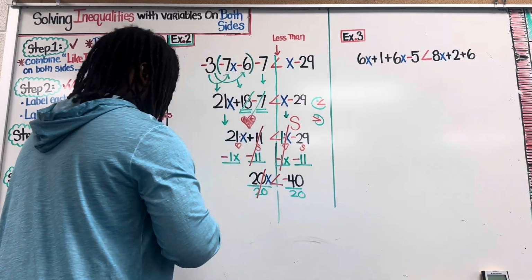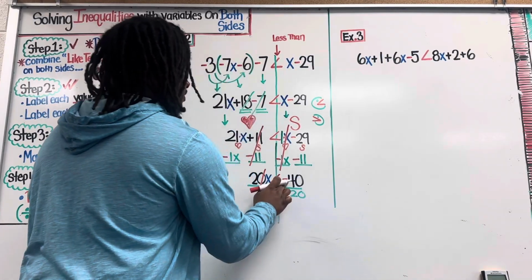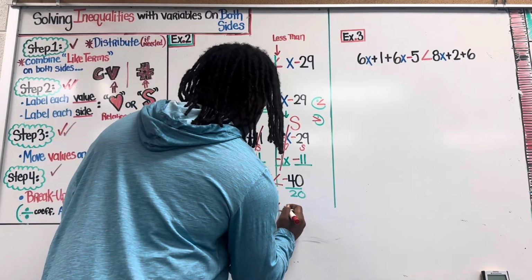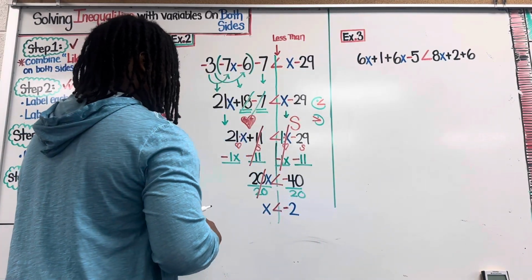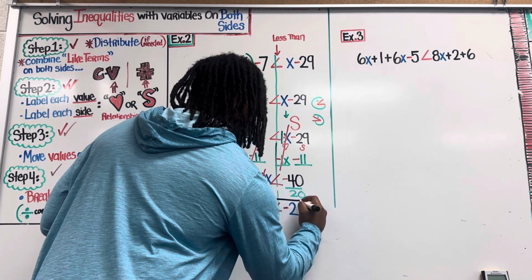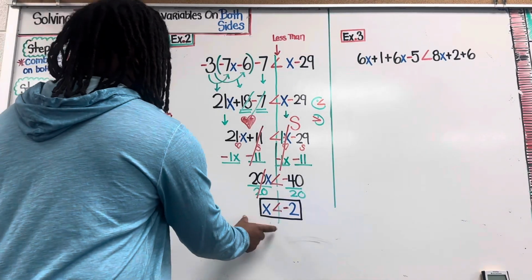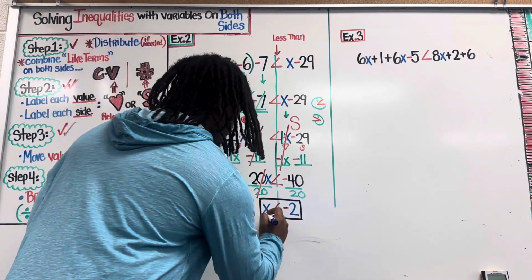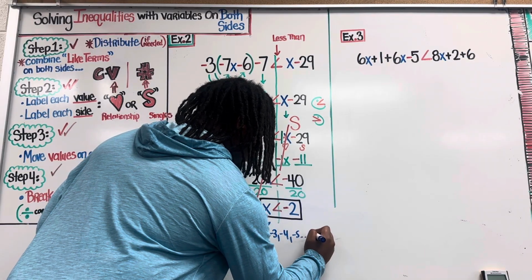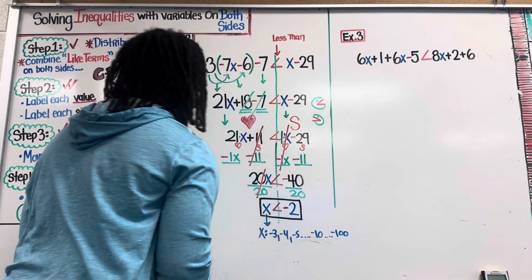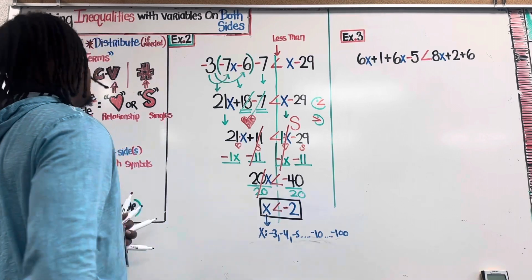And then 20X divided by 20 is X. And it's going to be less than negative 40 divided by 20, which is a negative 2. Okay, it's a negative 2, right? So X can be any value that's less than negative 2. So potentially, guys, X could be negative 3, negative 4, negative 5, negative 10, negative 100, or whatever, right? All of these values that are less than negative 2, X could be in order to make this whole inequality true, okay?